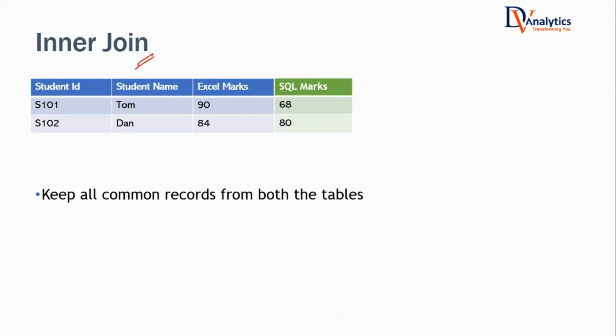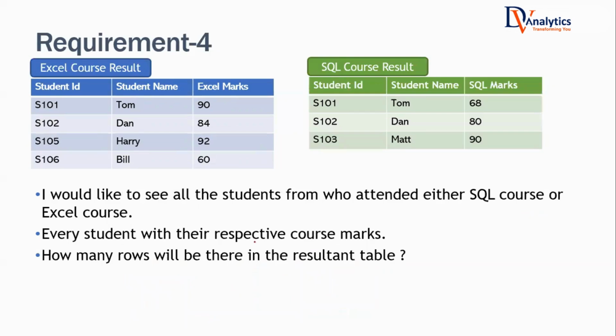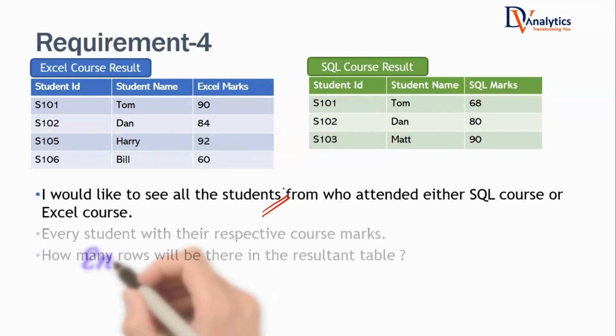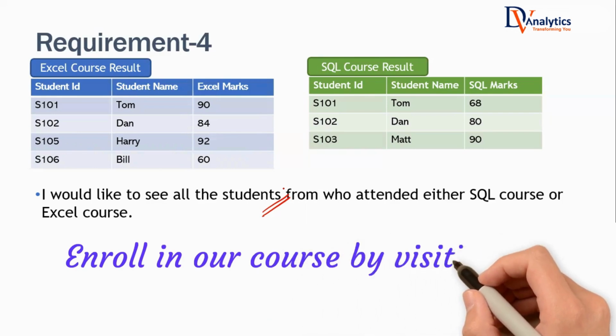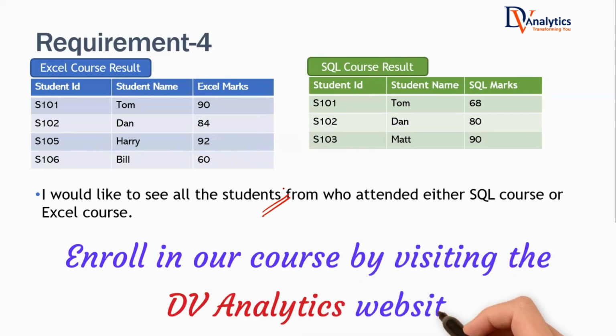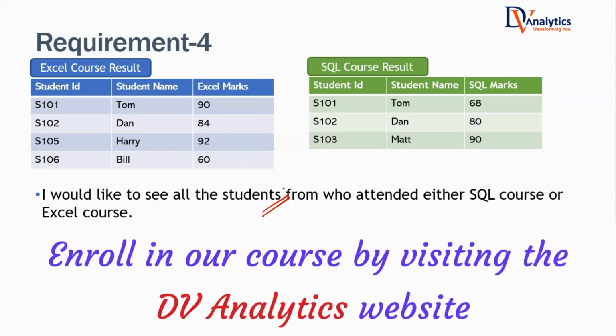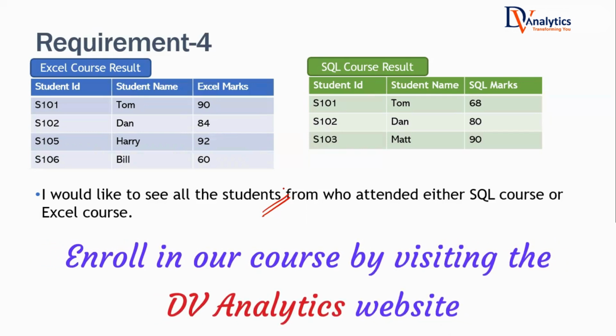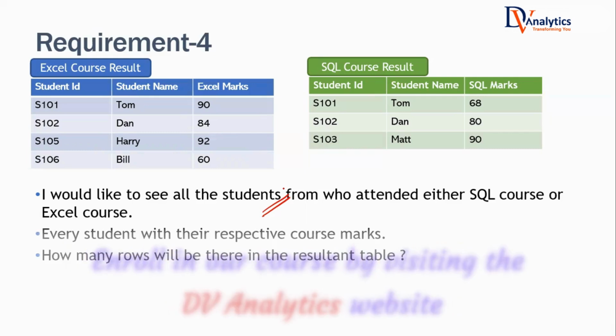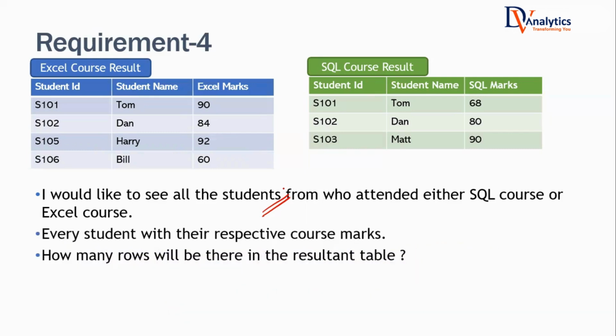Listen to the last requirement. The last requirement is I would like to see the details of all students. All students. It doesn't matter whether they have taken Excel course. It doesn't matter whether they have taken SQL course. If they have attended any one course, either Excel or SQL, if they have taken Excel course, put their marks. If they have taken SQL course, put their marks. If they have taken one course, if they have taken both the courses, then put both the marks.